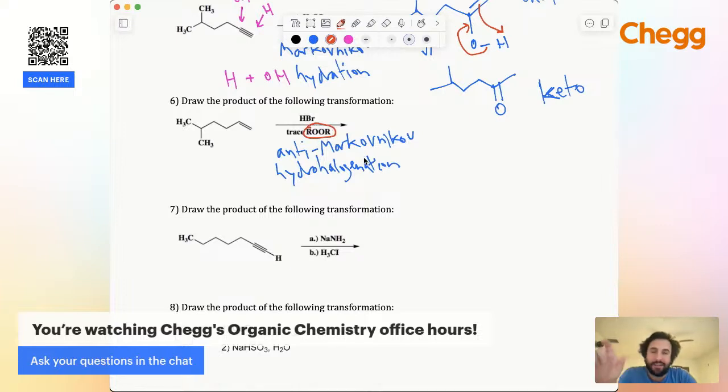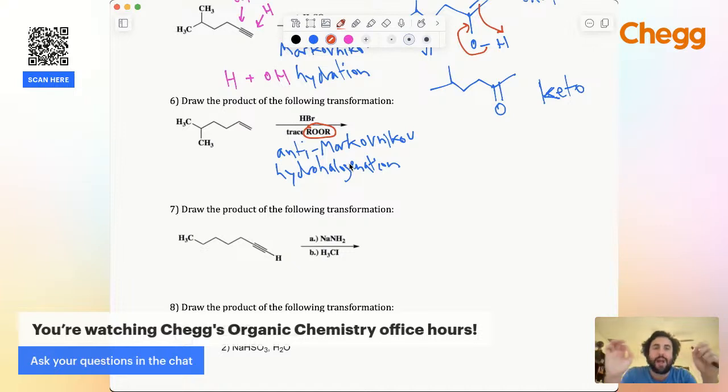There are multiple mechanisms that are anti-Markovnikov because of the presence of peroxides. ROOR, peroxide, refers to a functional group in which we have two oxygen atoms covalently bound to each other. That oxygen-oxygen bond is quite weak and will tend to undergo homolysis readily. Homolysis means that instead of heterolysis, where bonds break with the two electrons in the bond going to one atom and not the other, here we're talking about individual electrons, one each going to each of the oxygen atoms.